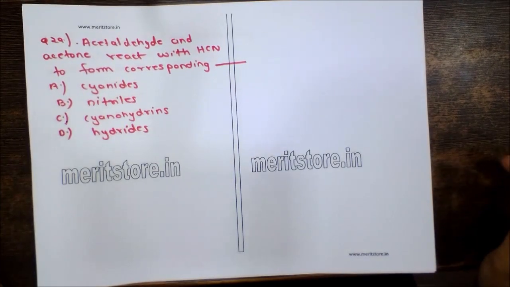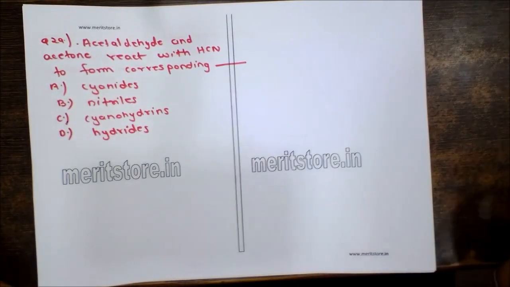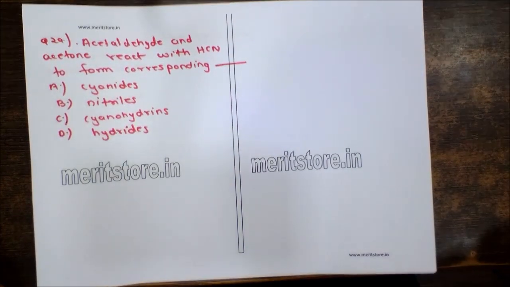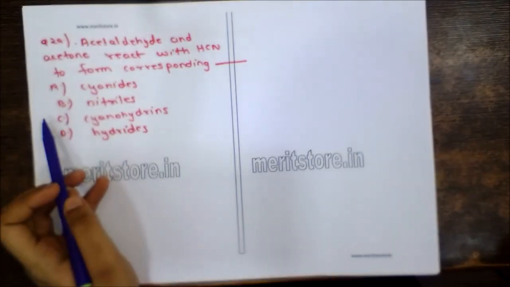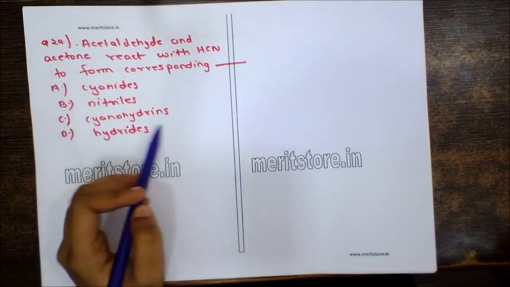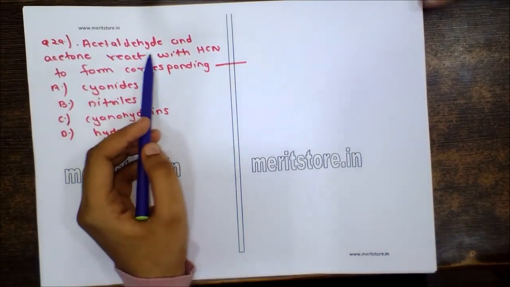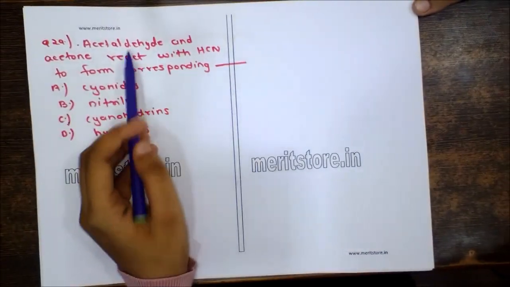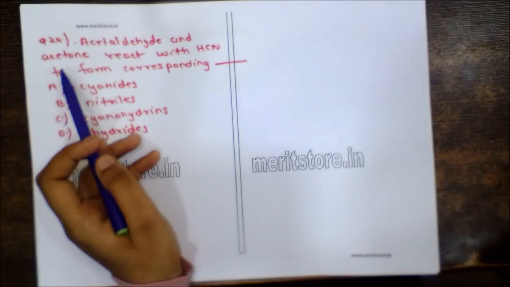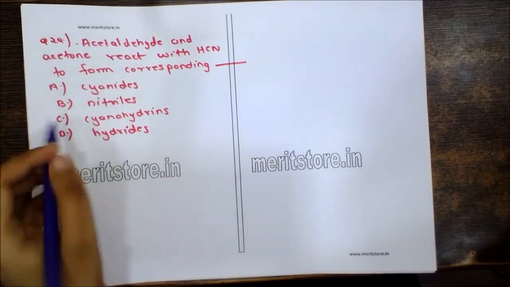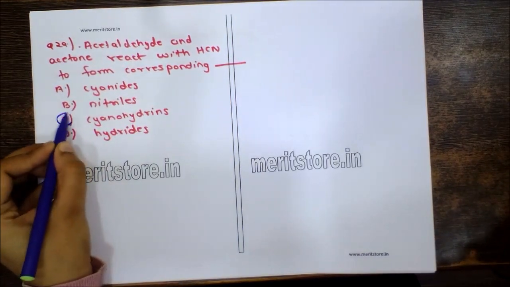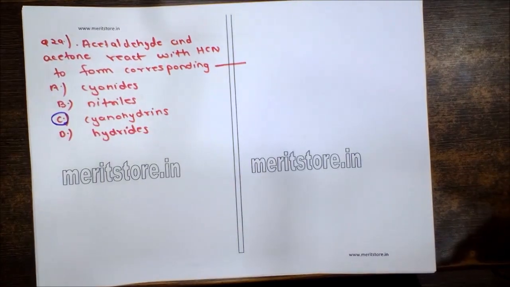Question 29. Acetaldehyde and acetone react with HCN to form the corresponding A. cyanides, B. nitriles, C. cyanohydrins, D. hydrides. I have acetaldehyde and acetone. Both of them are my aldehyde and ketone. Both of them will react to form cyanohydrins. Option C, cyanohydrins, is my correct answer.